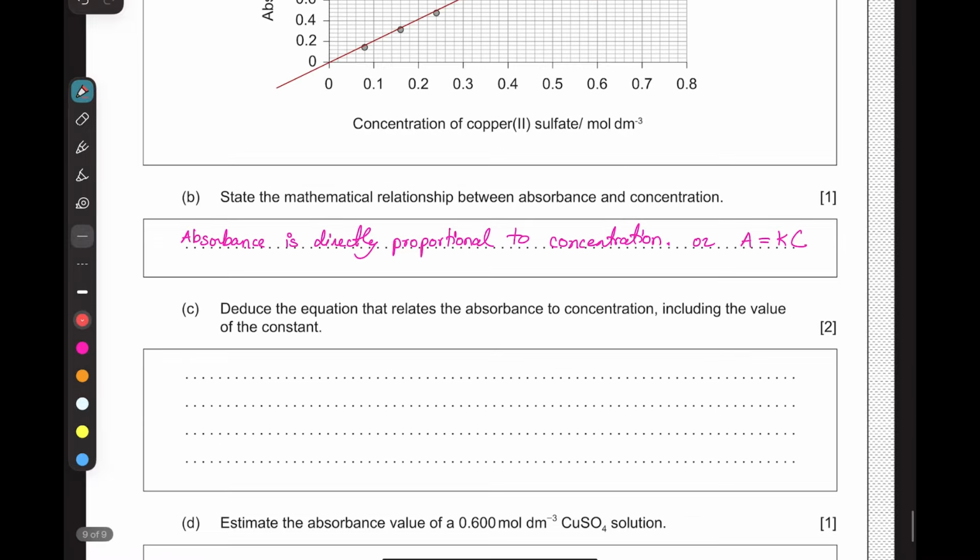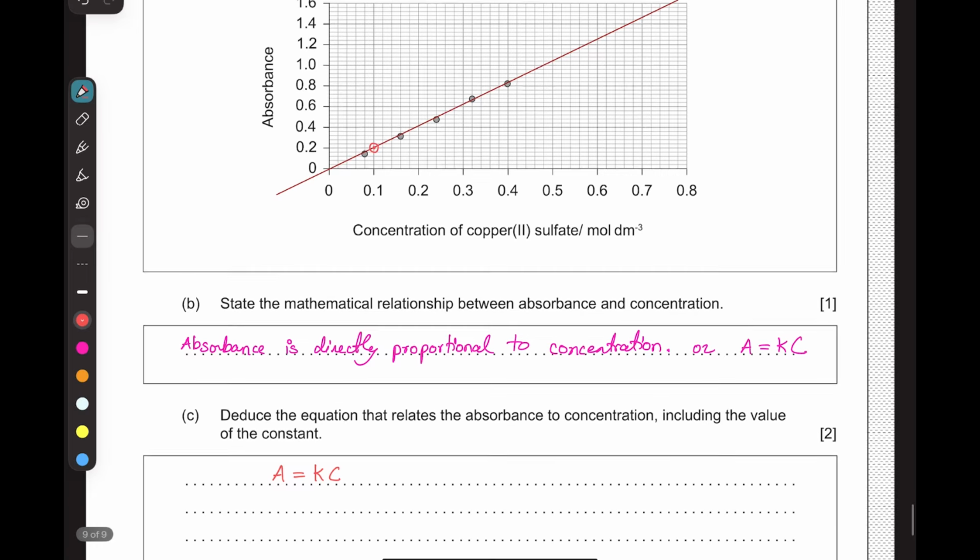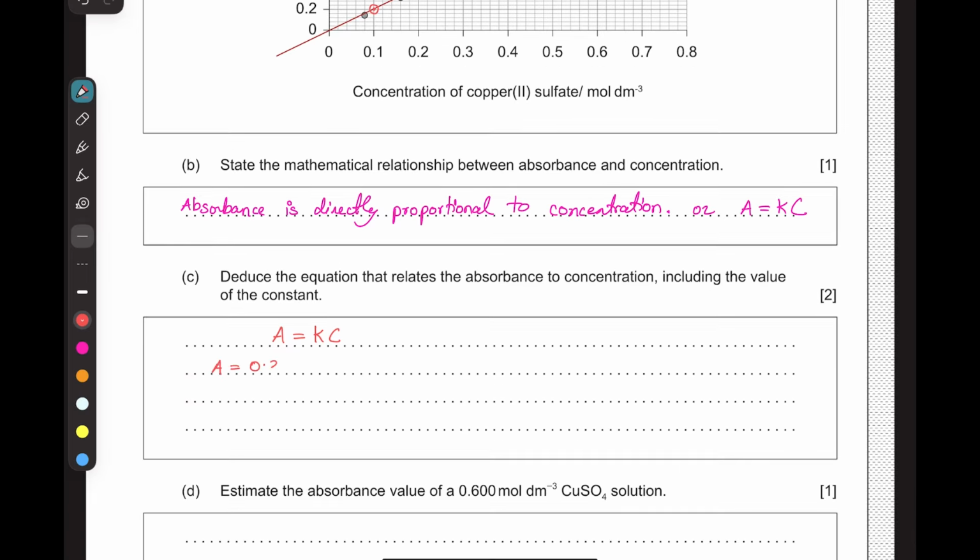We have to deduce the equation that relates absorbance to concentration, including the value of the constant. So equation will look like this. A equals Kc. Yeah, now we just need one point. So you can take this point here. So A is equal to 0.2 when C is equal to 0.1. If we plug these two here, 0.2 equals K times 0.1, we get K as 2. So finally the equation becomes A equals 2C. Fine.